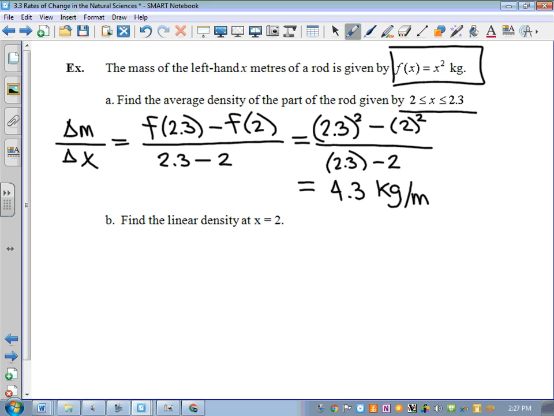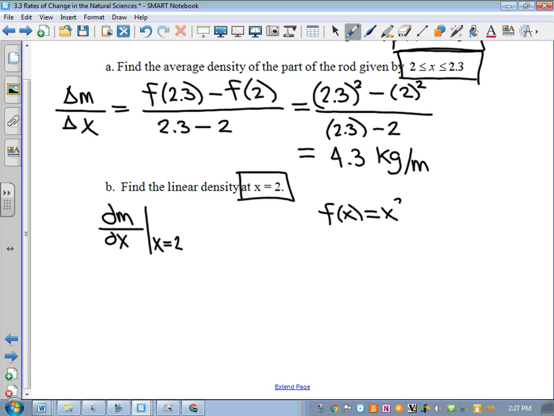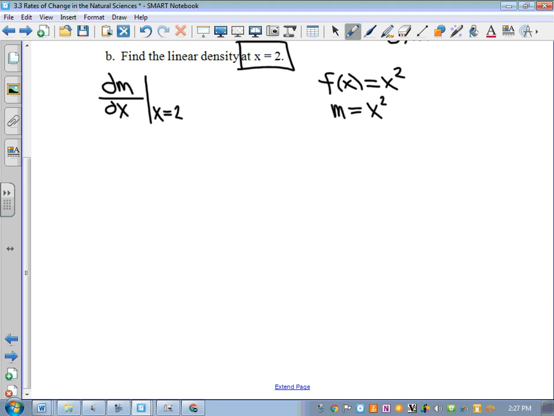Now, in order to find the specific density, and that's the key conversation here, average density needs to be an interval. Instantaneous or the linear density at a point is just that, a point. So it's not from two x values, it's at one specific x value. And a really good way of looking at that is dm over dx when x is equal to 2. Now, above, it's written as f of x equals x squared, but in this problem, that f of x is the mass of the rod itself. So, in order to find dm over dx, I'm going to take the equation that relates m and x, and differentiate that with respect to x on both sides.